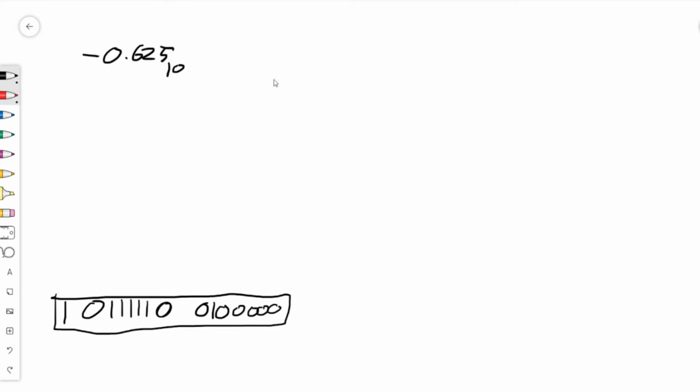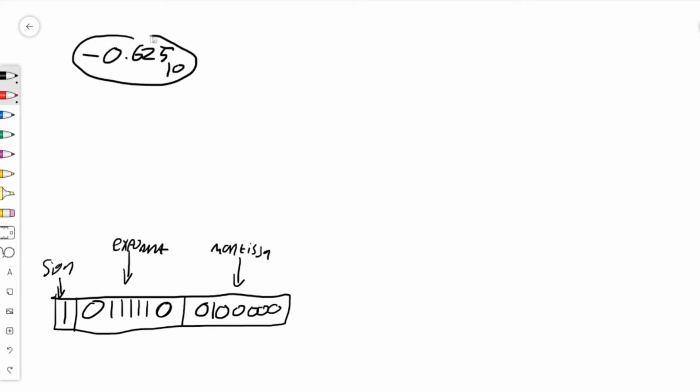The first thing we need to understand is that a floating point number has three very specific parts. We have the sign, we have the exponent, and we have the mantissa. Now we're going to start converting our number from decimal into this floating point system.